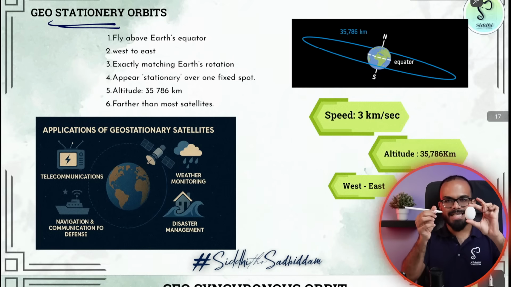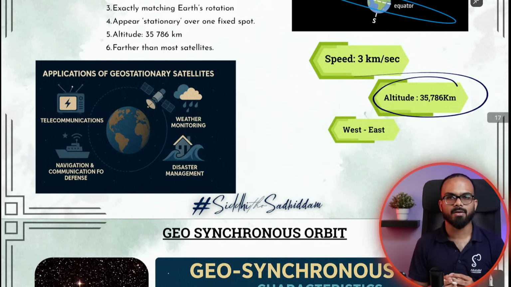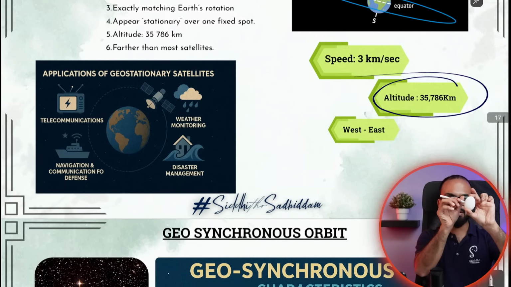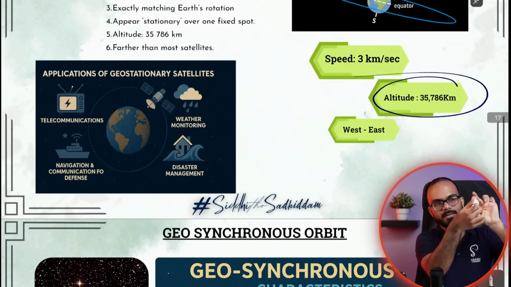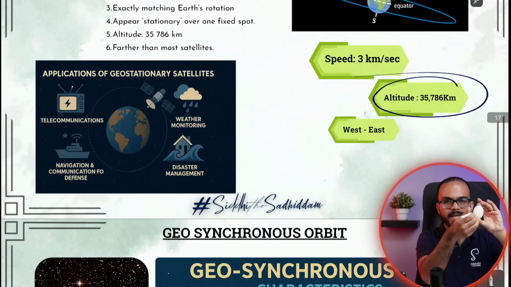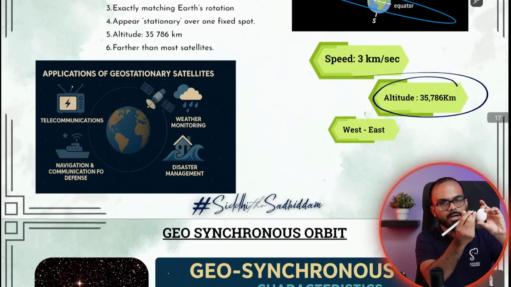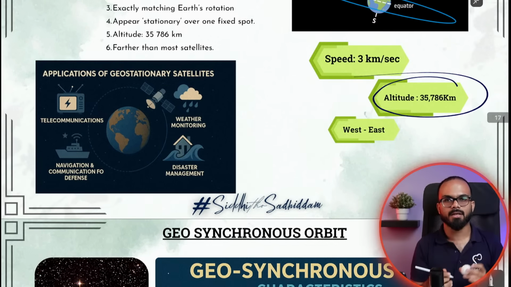Geostationary orbit is at a fixed altitude, at a height of 35,786 kilometers, precisely above the equator. If I am placing a satellite on geostationary orbit, it maintains a fixed position. The position of the satellite will change along with the Earth's surface, and it stays there. So such orbits are called geostationary orbits.